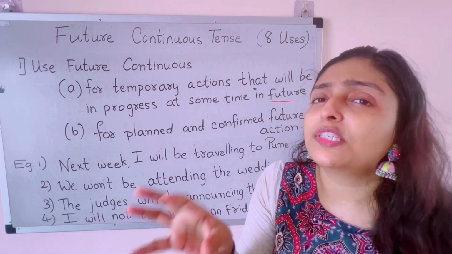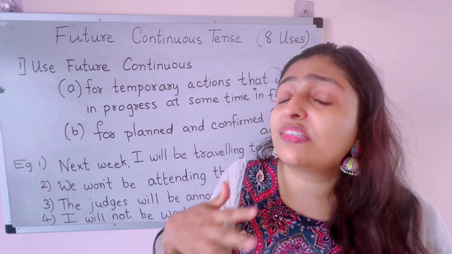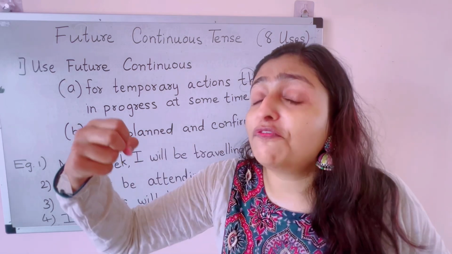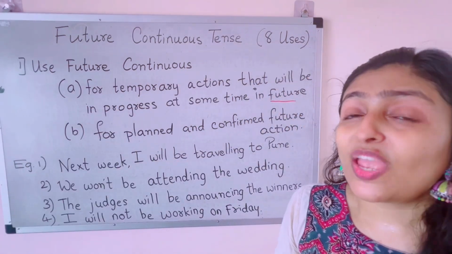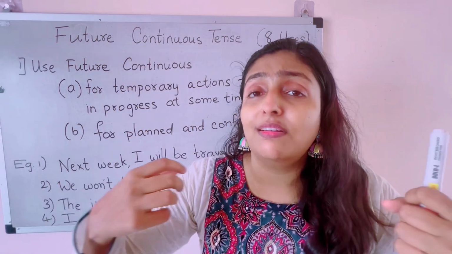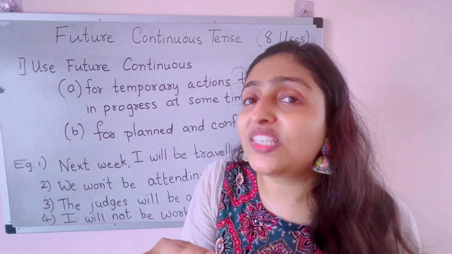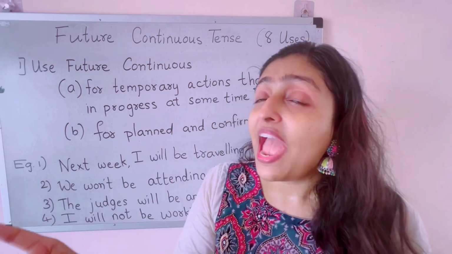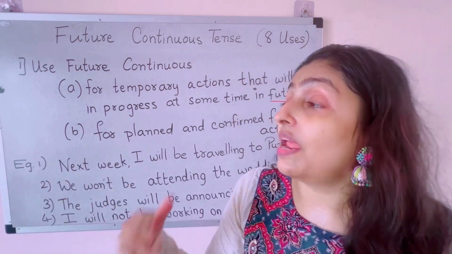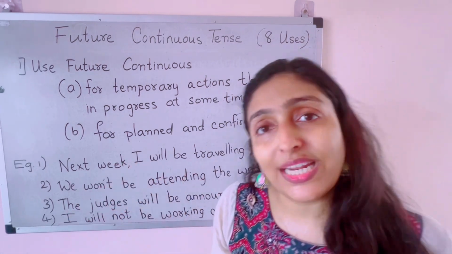Future continuous tense means continuous means ongoing. The action is in progress. There is continuity. There is duration or passage or the extension of time in the future. When you have to lay an emphasis on the duration, on the period of time in the future, then you have to use future continuous tense, and those actions can even be scheduled in advance. It can be planned, it can be confirmed future action. Let's look at the examples.